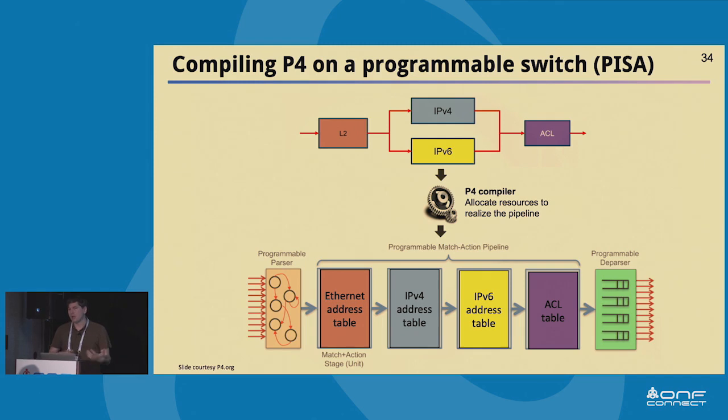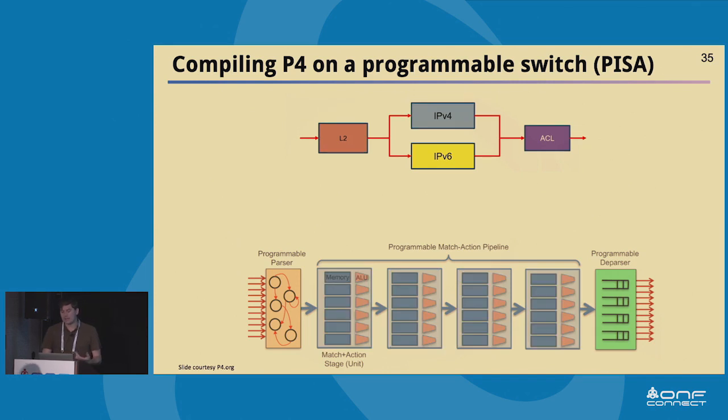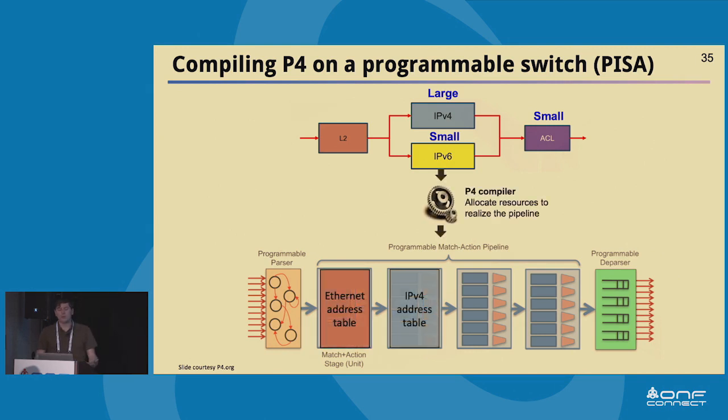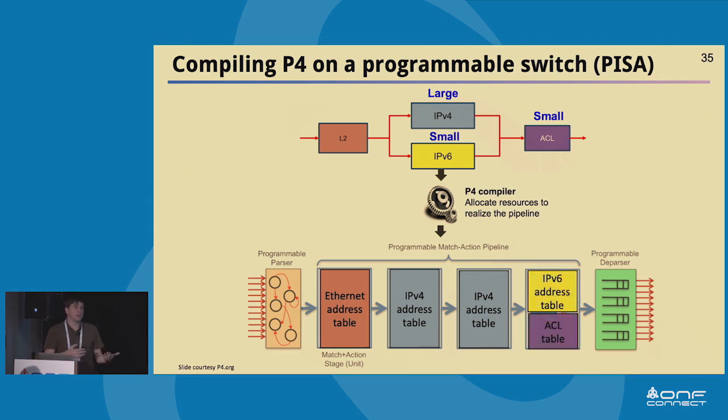But let's assume that by looking at how our network works and understanding more of the requirements, we realize that we need something like a very large IPv4 table and a small IPv6 table, as well as a small ACL table. We can define these properties inside our P4 program, and then what our compiler will do is reallocate resources in the ASIC differently to meet this requirement.